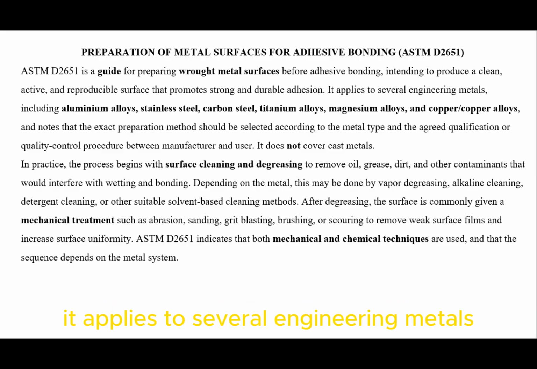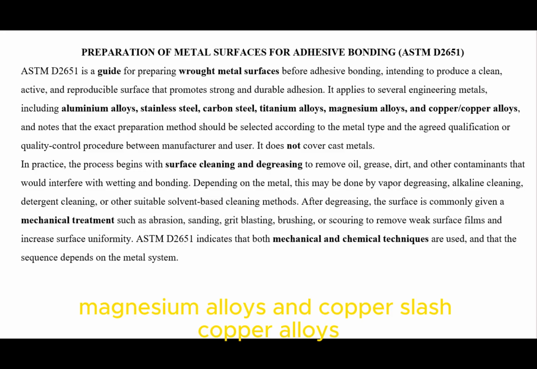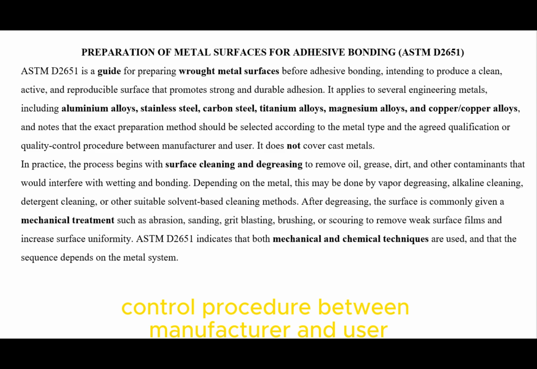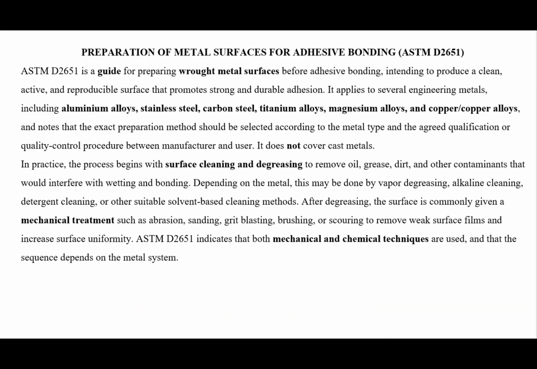It applies to several engineering metals, including aluminum alloys, stainless steel, carbon steel, titanium alloys, magnesium alloys, and copper/copper alloys, and notes that the exact preparation method should be selected according to the metal type and the agreed qualification or quality control procedure between manufacturer and user. It does not cover cast metals.